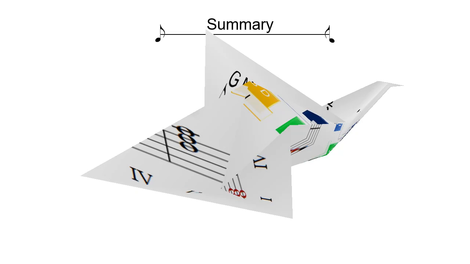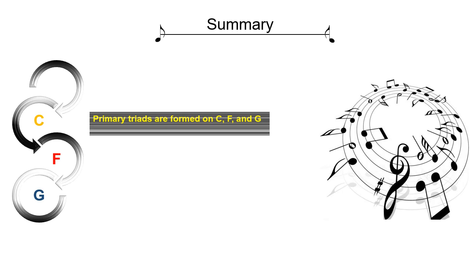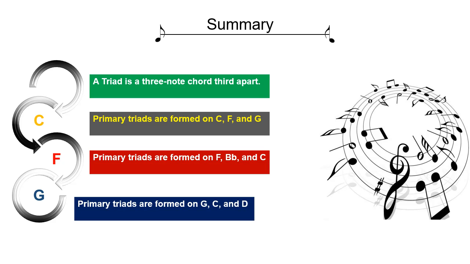Okay, that is the end of our class. Just to summarize, we've said primary triads are formed on the primary notes. For C, they are formed on C, on F and G, and then for F, the primary triads are formed on F, on B flat and C, and for G, the primary triads are formed on G, on C, and on D. So that is the summary of our lessons.